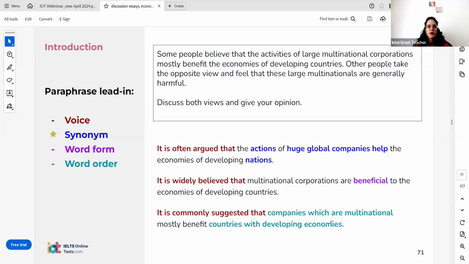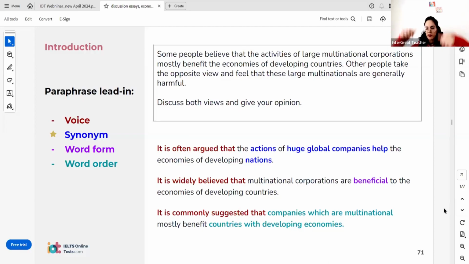Again, I can change the word order and say countries with developing economies. So here you can see the four changes that I have made separately, but then I will put all of them together and will show you what my introduction, at least my first sentence, would look like. In the first one, we used synonyms, blue. Second one, we used purple, like beneficial for word form. In the last one, we changed word order, okay?